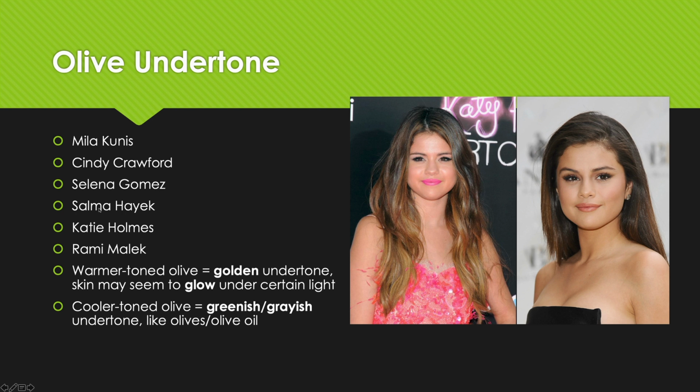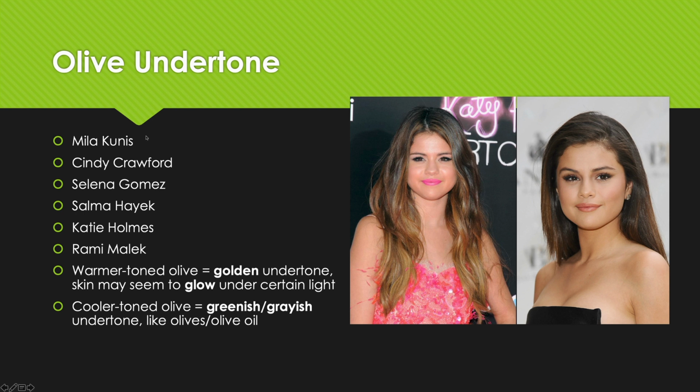And then you've got your olive undertone, which is where the undertone of your skin has kind of a golden, greenish, or grayish undertone to it. And some examples would be like Selena Gomez. You can see in this picture of her with the hot pink lipstick and the hot pink outfit, it doesn't look good. It kind of washes her out. It's not flattering. But here she's got a different color lipstick, more of a nude colored lipstick, and she's wearing black, and it's a much nicer, much more flattering color for her.